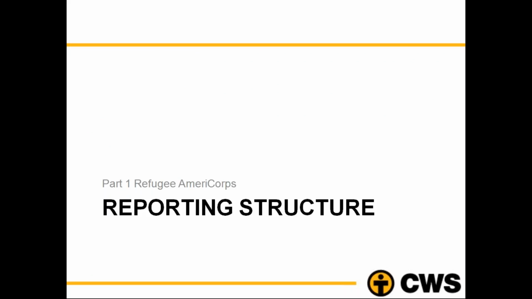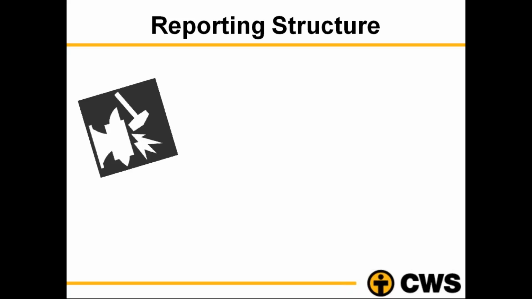This first part of the member outcomes tracking is going to discuss a little bit about the Refugee AmeriCorps Initiative reporting structure. While intensive community orientation, or ICO, may be implemented differently by each Refugee AmeriCorps member and site, CWS HQ must be able to share the impact of your work and the overall impact of our program. But how do we do that?